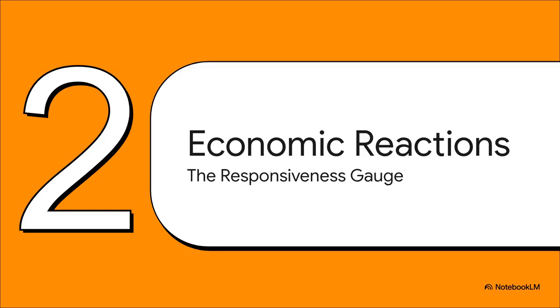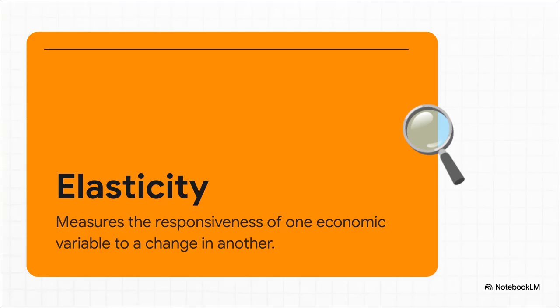All right, the next tool we're pulling out is what I call the responsiveness gauge. This is cool because it doesn't just tell us that something changed, it tells us how much it changed because of something else. This is where we get into the really interesting stuff, cause and effect. The big idea here is something called elasticity. All it means is sensitivity.